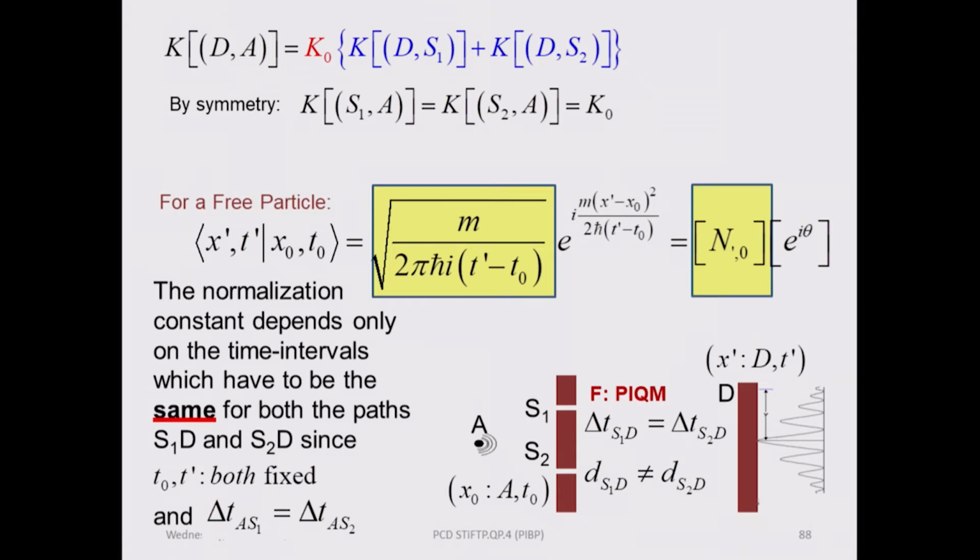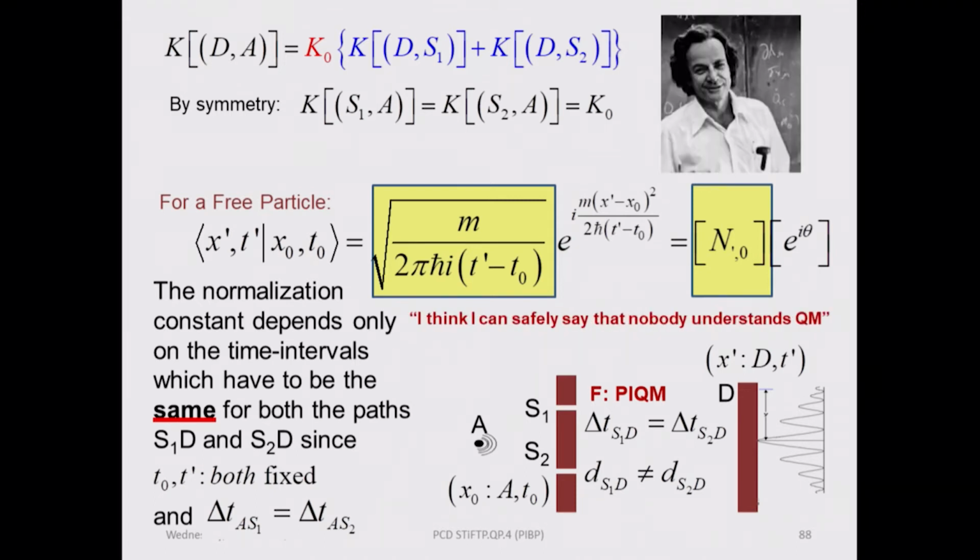The distances are obviously different. And this is part of the reason Feynman says that I think I can safely say that nobody understands quantum mechanics. But if you get this idea, we can move on. Can we?